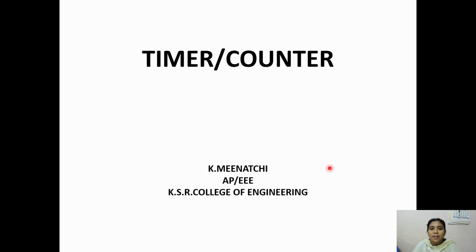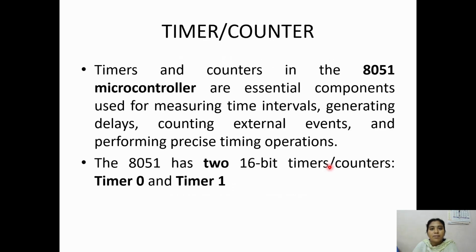In this video, we are going to discuss timers and counters in the 8051 microcontroller. Timers and counters are available in the 8051 microcontroller. The timer is used for measuring time intervals and generating delays, and the counter is used to count external events and perform precise timing operations. The 8051 has two 16-bit timers and counters. They are Timer 0 and Timer 1.